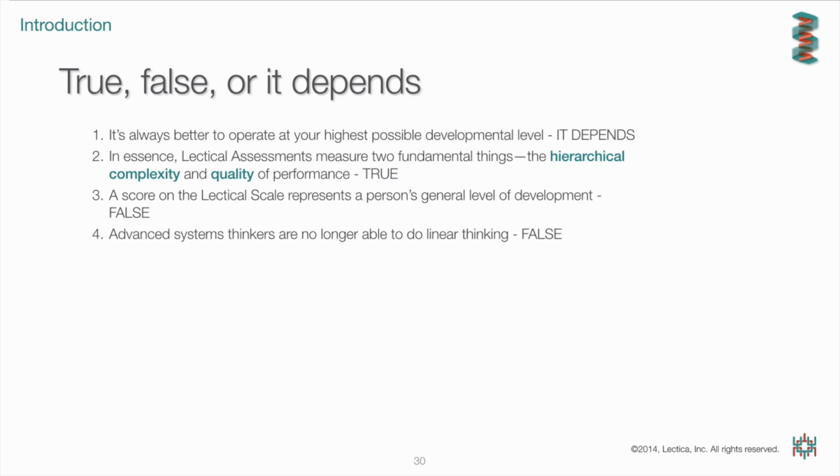There's a price for development. We decenter, but in the process we lose detail. This is why organizations are better off when employees' level of skill is a good match for their work level.